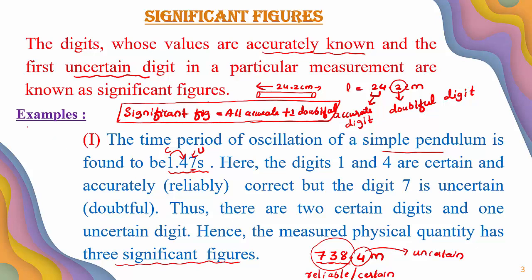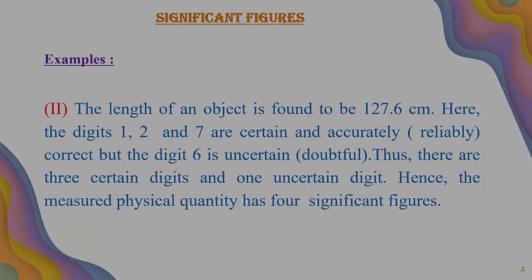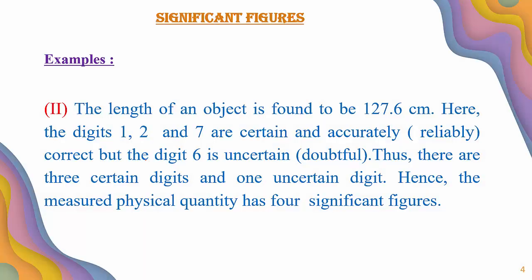Is it clear? The number 1.47 is given. The first two digits are accurate, that is certain, and the last digit is uncertain. All accurate digits plus the first uncertain digit give the significant figures. Totally how many significant figures are there here? There are totally three significant figures. Then you can observe one more example.